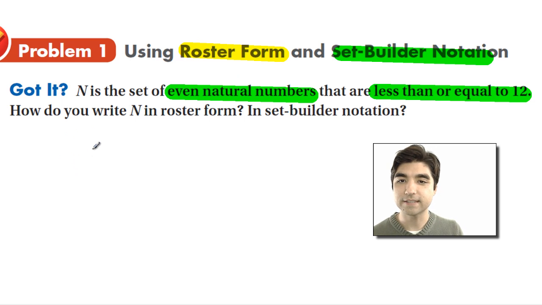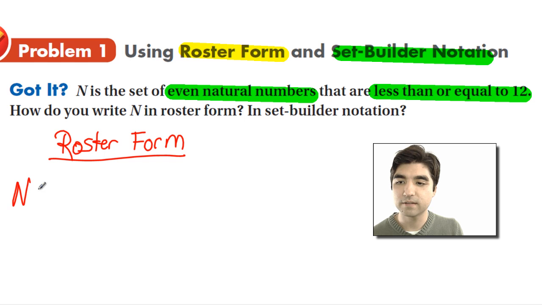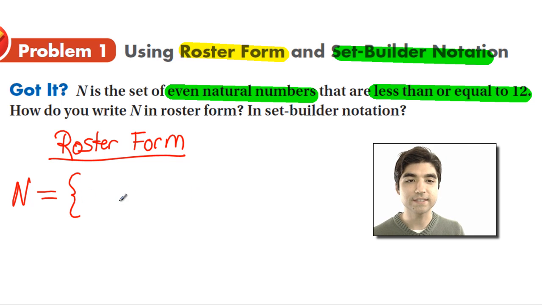So we have something that's n. Okay, so roster form, let's check that out. So roster form looks like this. You have n equals, and then you make your little curly braces, and then you put all the numbers that are included in the set.